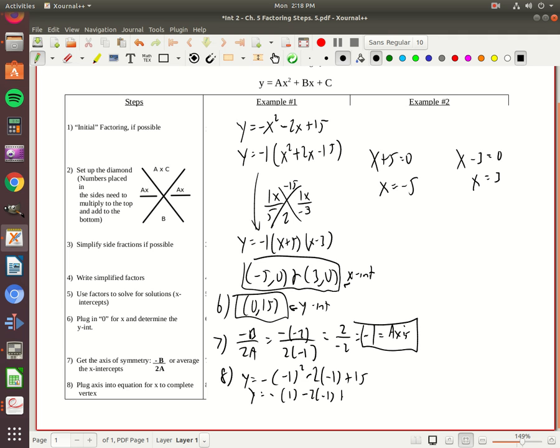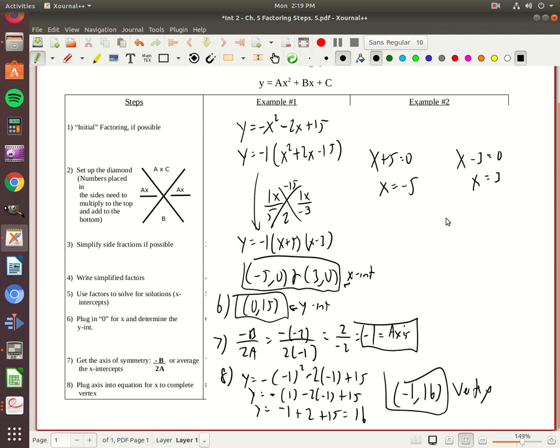So I hope you guys see what happened there. Again, I didn't deal with this negative. I just dealt with negative 1 times negative 1 is positive 1. Now I will introduce this negative. A negative times a negative is positive, plus 15, so I'm going to get 16. So my vertex is going to be negative 1, positive 16.